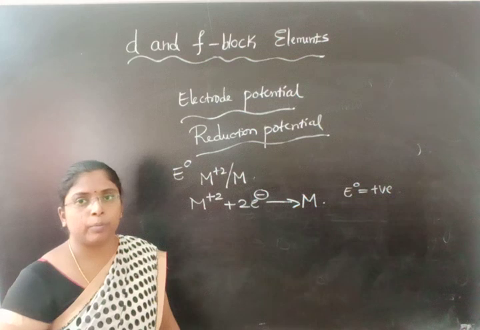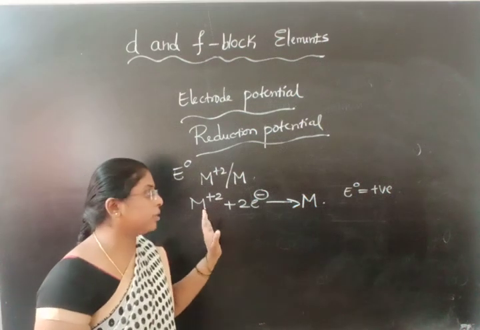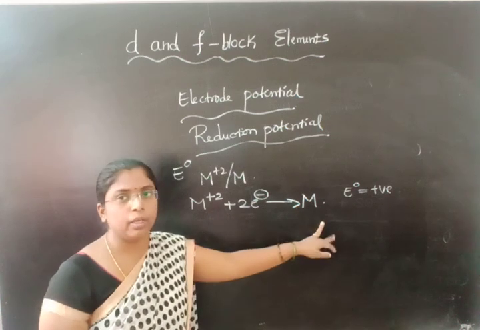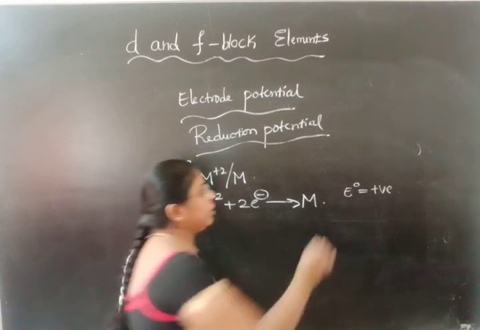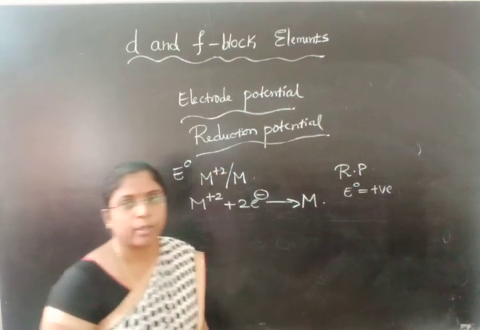It will be more positive. Here, there is a tendency to gain an electron and form the metal, and its E naught value will be positive. We call this its reduction potential.